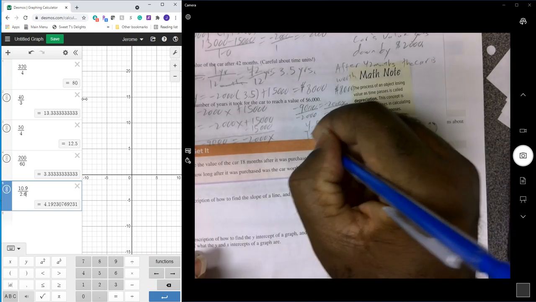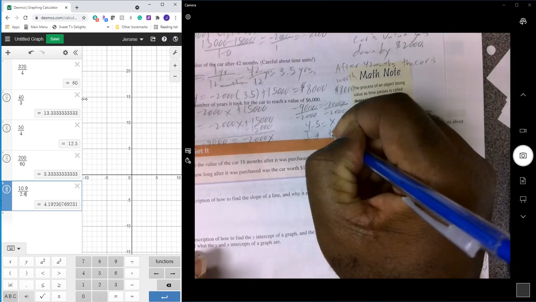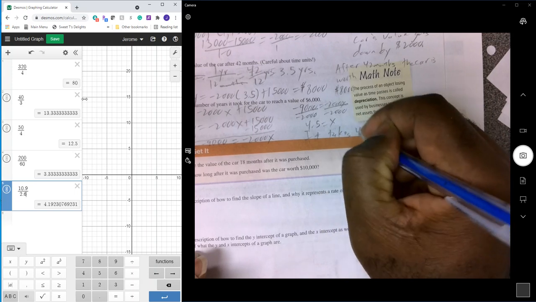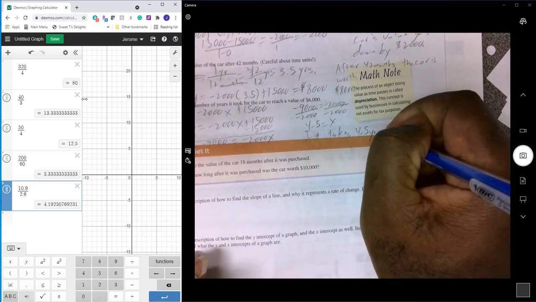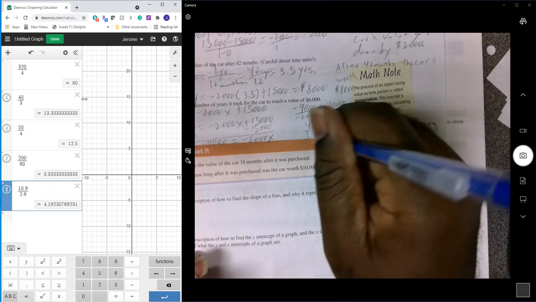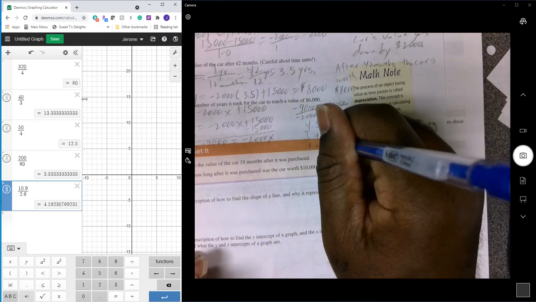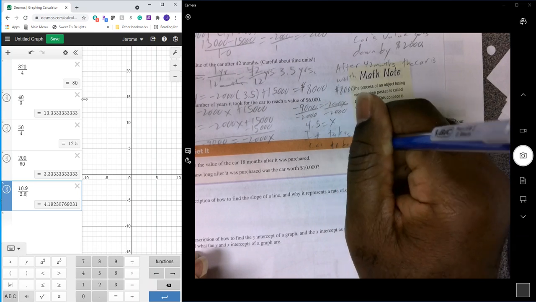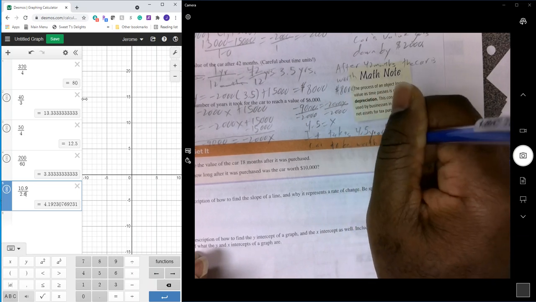So we could say it takes 4.5 years for the car to be worth $6,000.